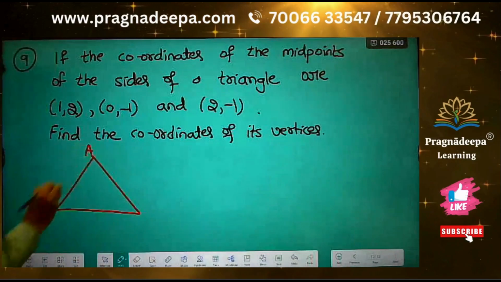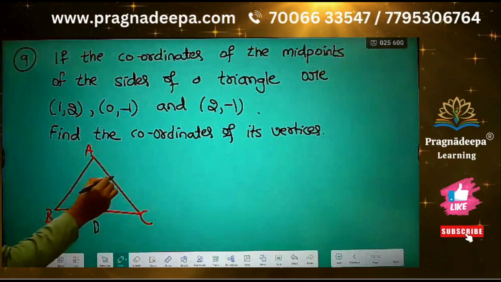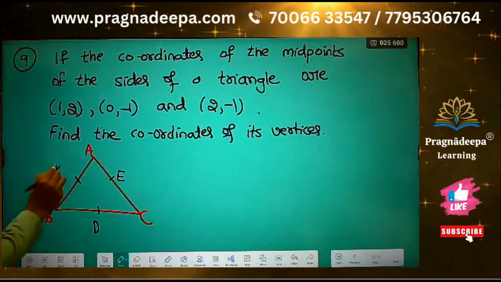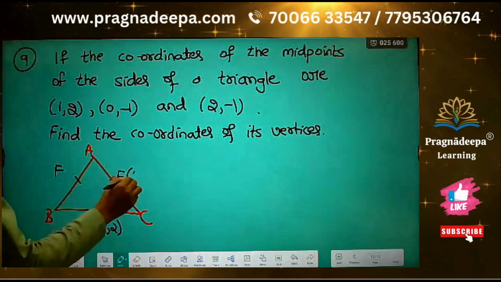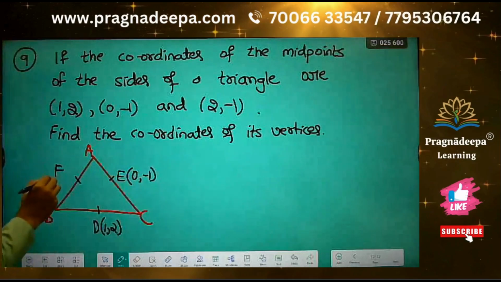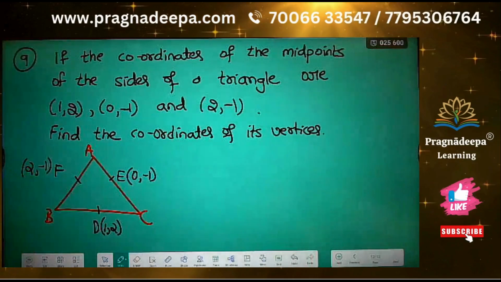So, you have a triangle ABC in which D is the midpoint of BC, E is the midpoint of AC, F is the midpoint of AB. So, they have given the coordinates of D is (1, 2). Coordinates of E is (0, -1). Coordinates of F is (2, -1). So you need to find the coordinates of A, B and C.